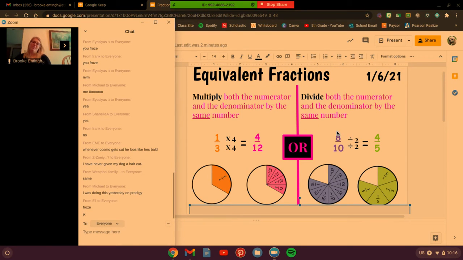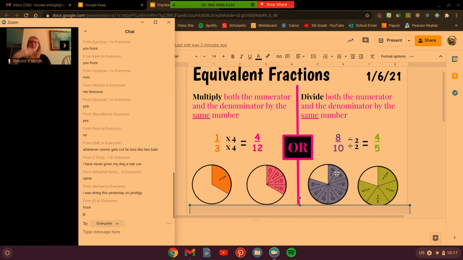Then on the flip side, let's say we have a large fraction with larger numbers, an 8 as the numerator and a 10 as the denominator. We could go ahead and multiply the 8 by something and the 10 by the same number and still get an equivalent fraction. But you can also get an equivalent fraction by doing the reverse of multiplication, division. So again, if I am going to divide the numerator 8 by 2, I have to do the same exact thing to the denominator. Divide it by 2. So 8 divided by 2 is 4, so that's our new numerator. 10 divided by 2 is 5.